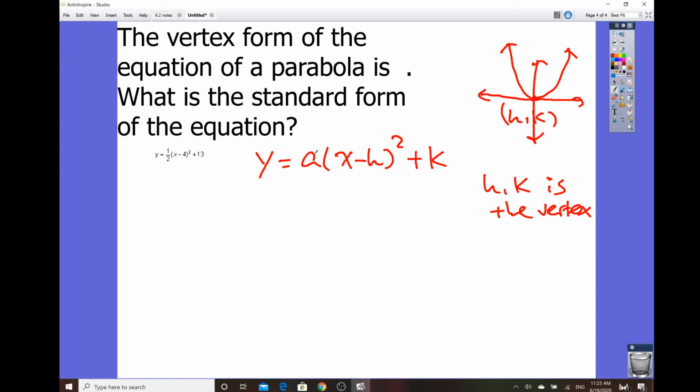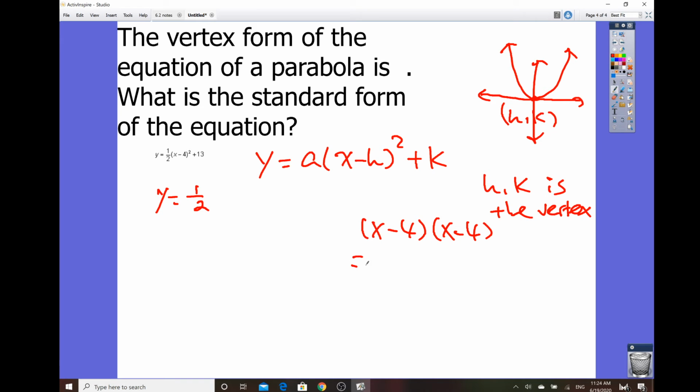Again, if a is positive, the parabola is facing upward. If a is negative, the parabola is facing downward. Okay, so what we found here is the vertex and the value of a. But now the question is asking about the way to expand it. So we can just multiply that x minus 4 out. Back to algebra 1, this can be written as x minus 4 times x minus 4.